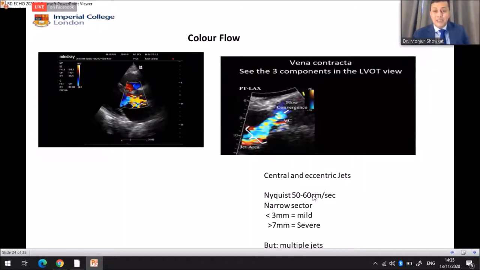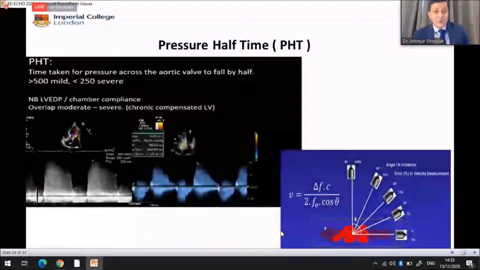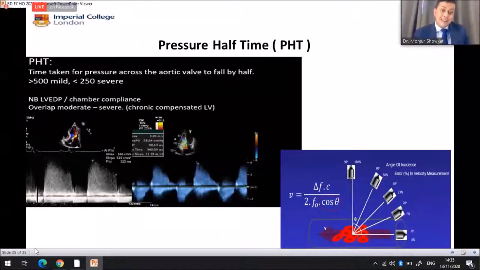So you need to set up the Nyquist limit at 50 to 60 centimeters. If it is narrower, less than 3 millimeters, it is mild. If it is more than 7 millimeters, it is severe. And now the pressure half time is another important thing. I think probably you know how long it takes for the aortic valve pressure to fall by half.